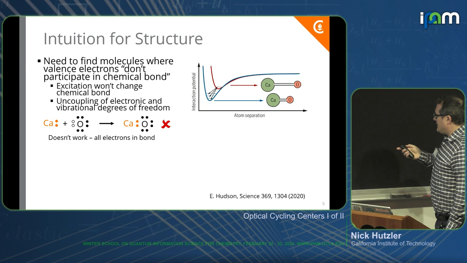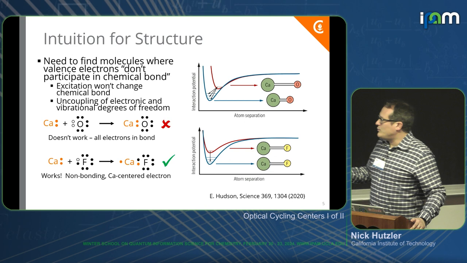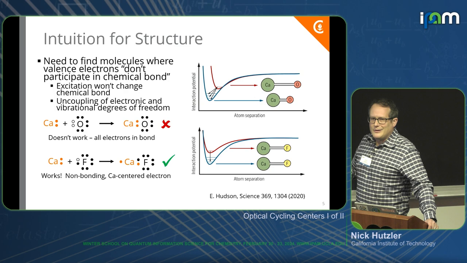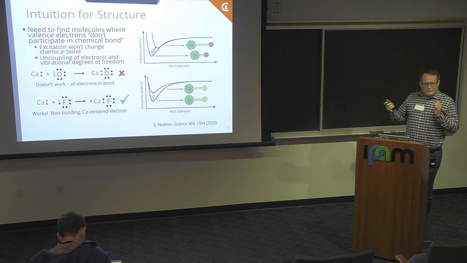And a molecule that's great is calcium fluoride. Only one electron participates in the bond. This other electron stays centered around the metal. And so whether you excite this electron or not, the molecular bond, the molecular degrees of freedom, don't care to good approximation.